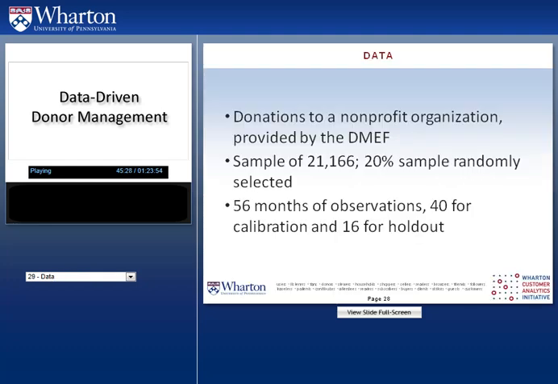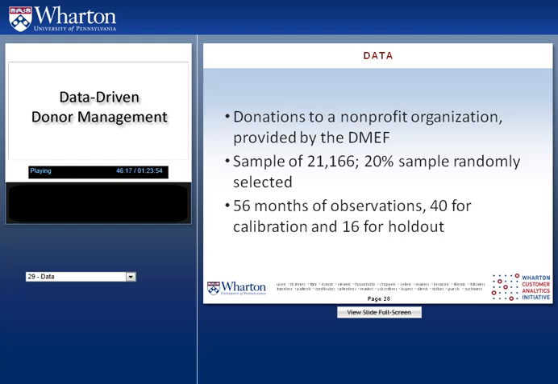This project is joint work with George Knox, who's going to be joining Drexel University in the fall. It was done using data made available to the Direct Marketing Educators Foundation for a large nonprofit organization. The sample is relatively large, though I believe this was a fairly small slice of their overall donor base. We pulled 20%, so roughly 4,000 donors, out of this sample to monitor. We had data on behavior from, I believe, the beginning of 2002, and tracked them for 56 months. We want to make sure this model forecasts well, so we took the first 40 months to estimate the model, and we're going to use the remaining 16 months to make sure that the model is actually working.